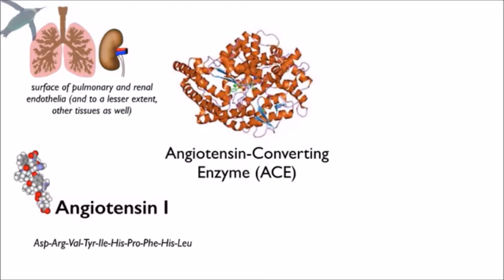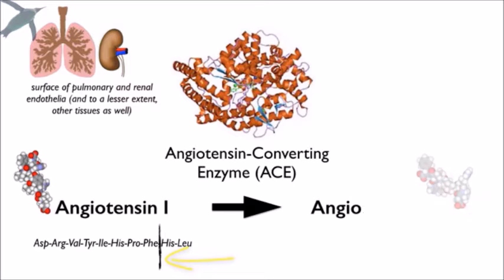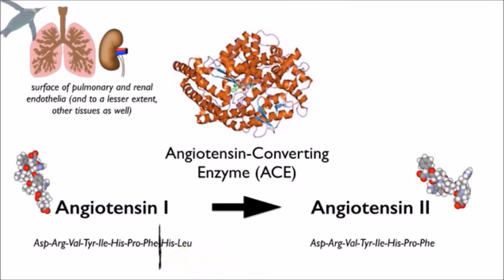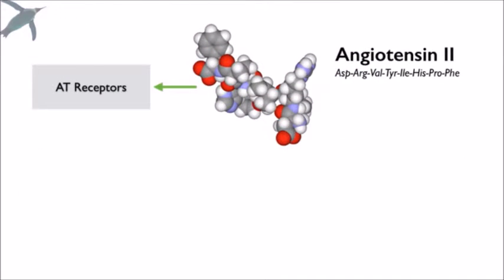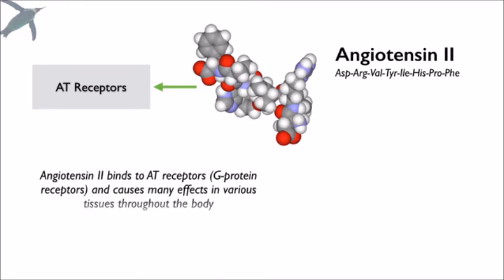So as angiotensin 1 flows around the body, it passes through the pulmonary capillaries and meets up with the ACE enzyme, then you get the final cleavage here that converts angiotensin 1 to the active hormone angiotensin 2. That will then be available to bind to its AT receptors, as they're so called, which are found throughout the body.